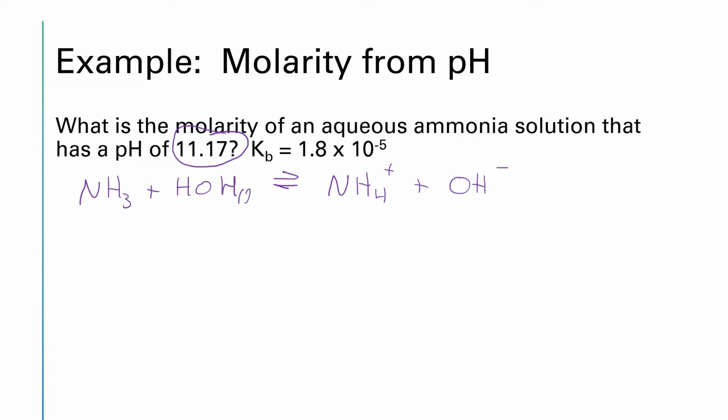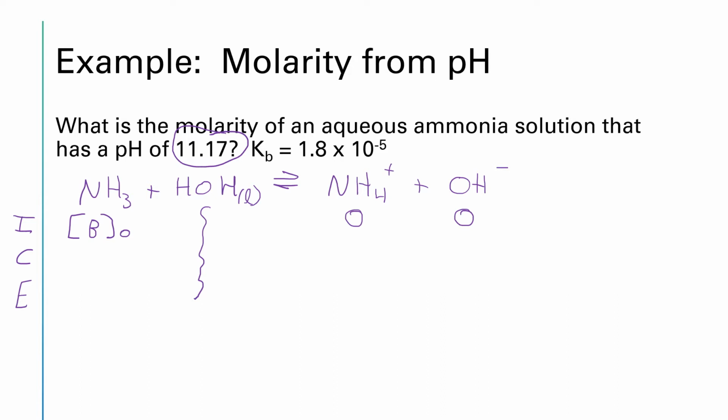Again, water is a pure liquid, so as we're looking to fill out values for our initial, our change, and our equilibrium, water can just go in as a squiggle. Let's see, we're looking for ammonia's initial concentration. I'm just going to call that B naught. We don't know what that number is yet. B is base, so this is our initial base concentration. Initially, we just dissolve the base in water, so initially, the concentrations of ammonium and hydroxide are 0.